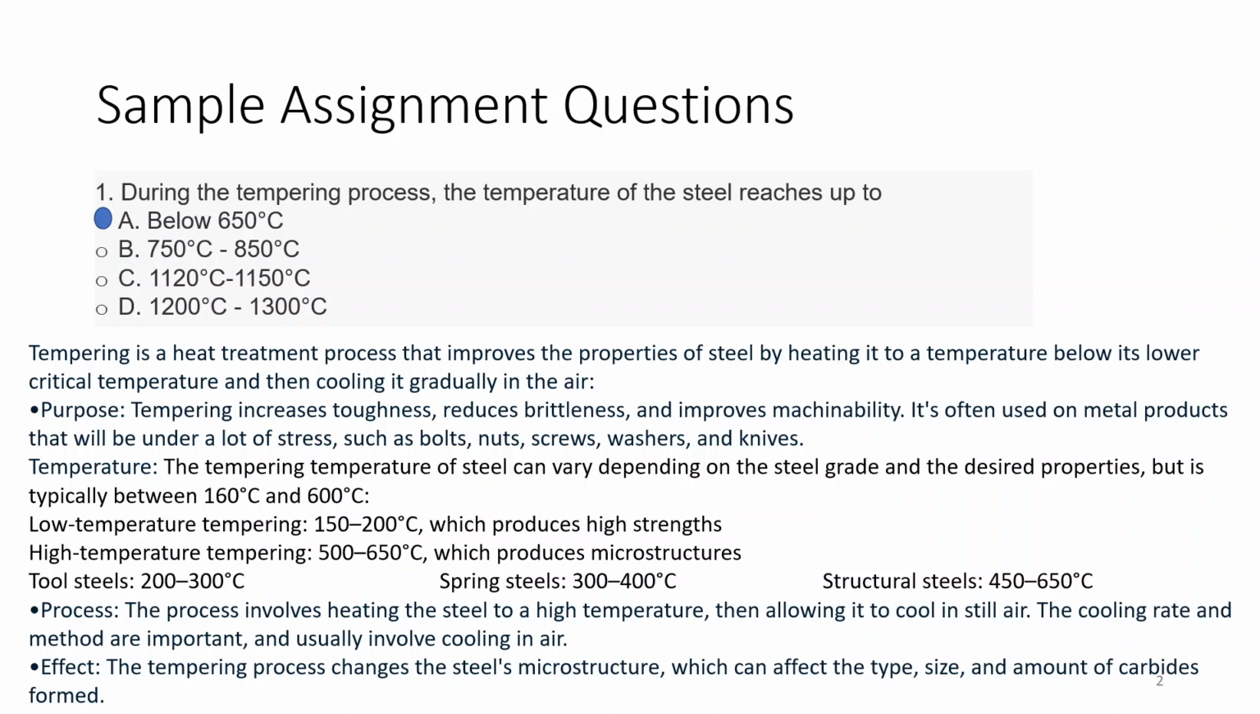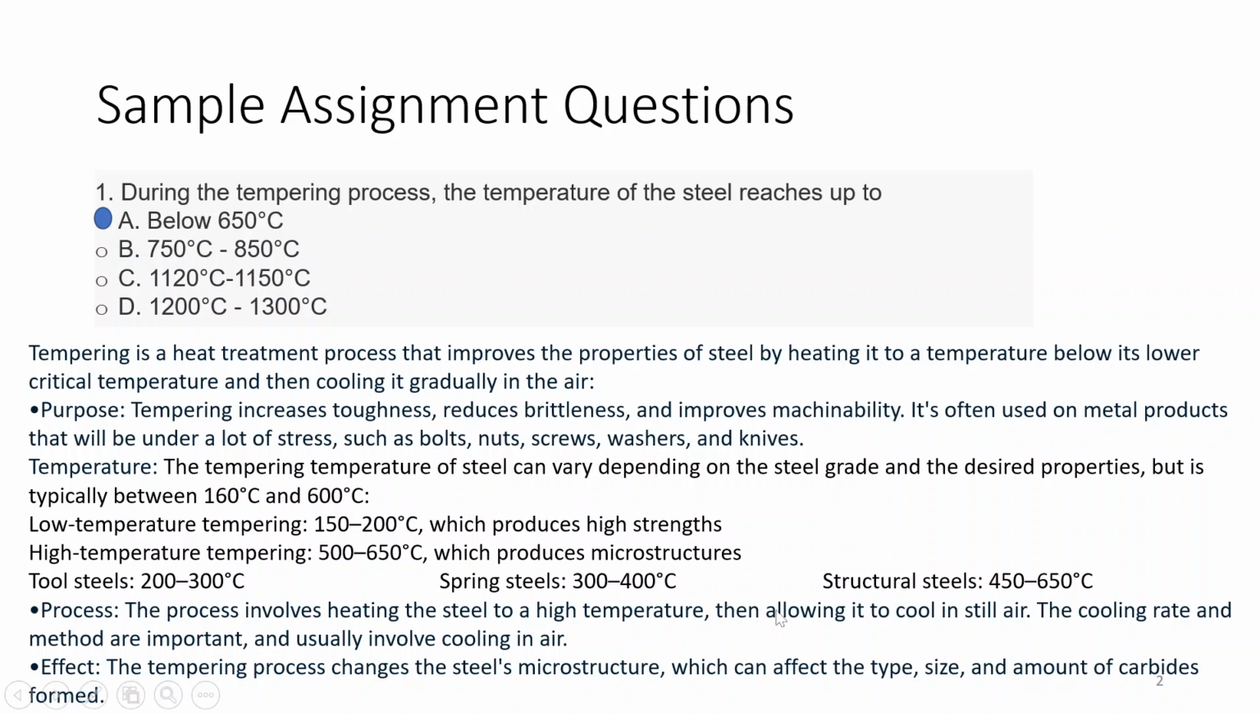Okay, so first question is, during the tempering process, the temperature of steel reaches up to, your options are below 650, 750 to 850 degrees Celsius, 1120 to 1150 degrees Celsius, 1200 to 1300 degrees Celsius. So correct answer will be below 650 degrees Celsius.